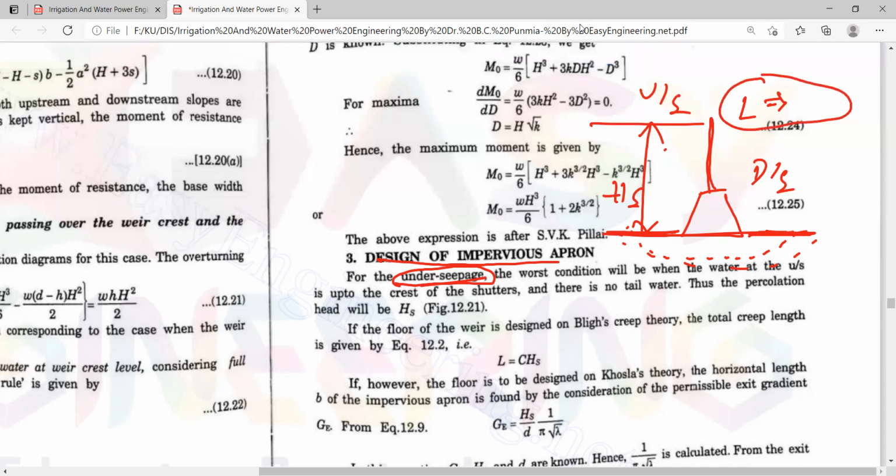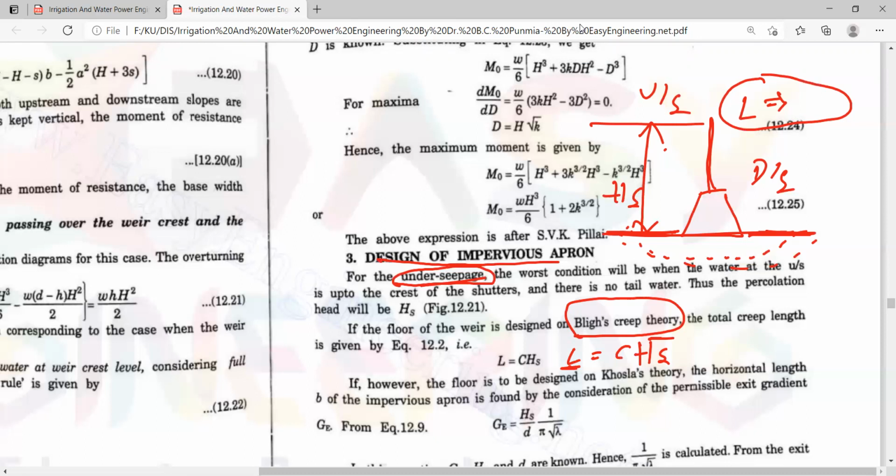So creep length can be calculated by Bligh's creep theory. From Bligh's creep theory, we can calculate this creep length. Creep length L is equal to the coefficient of creep multiplied by the upstream side head. It is the length of creep, which depends upon the water available on the upstream side. So L is C times HS.